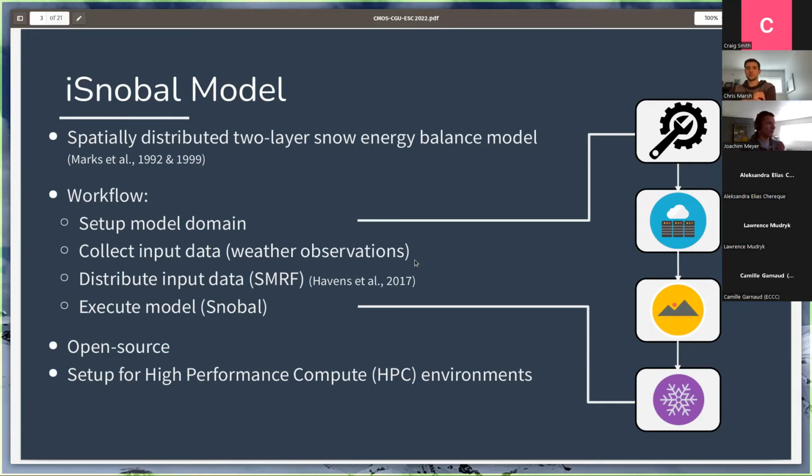The basic workflow right now is that you first set up the model domain, which I'm going to introduce in the next slide for East River. Then we collect the input data, which can be from point sources like some measurement stations, the SNOTEL network in the United States here, or other sources, or for instance, numerical weather prediction models, which we're going to use. Then this input data is distributed spatially by SMRF. This is the module that's been written by the USDA folks to prepare the data. And then finally, we execute the model. All of this is open source, so if you're interested in running it yourself, you can get it from GitHub. Like I said, this model has also been extended to run on HPC, high performance compute systems, to utilize multiple cores.